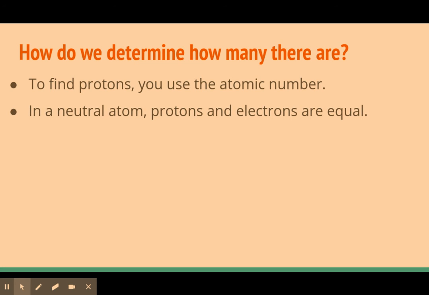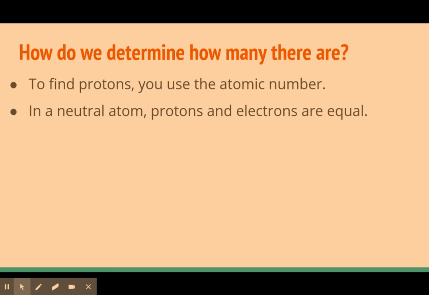In a neutral atom, our protons and electrons are equal. If you remember the slide before that, protons have a positive charge, electrons have a negative charge. When I have a positive and a negative that are the same, overall, I don't have a charge. So beryllium has an atomic number of 4, which means it would have 4 protons plus 4 electrons: positive 4 plus negative 4 equals 0.